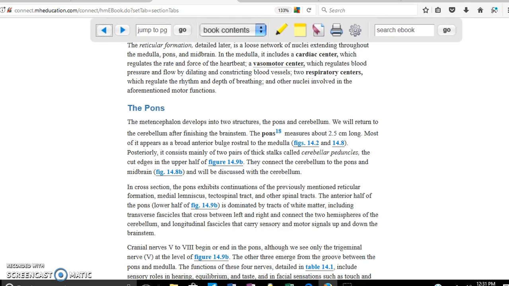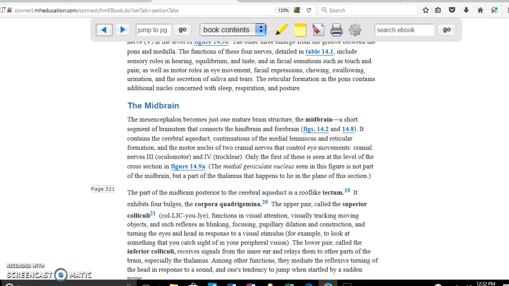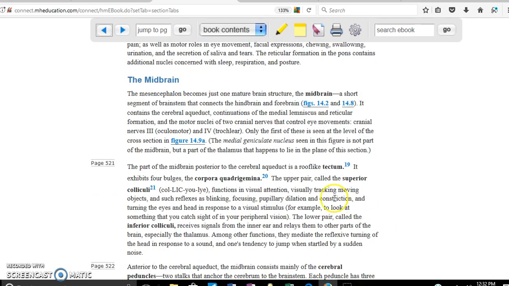Then you have the pons. So in the pons, we can take a look at the different cranial nerves that we need. And you can see here, it says cranial nerves from 5 to 8. So it's 5, 6, 7, and 8. So if we keep scrolling down, that's for the pons, we can get to the midbrain. And in the midbrain, you can see they relate to cranial nerve number 3 and number 4.